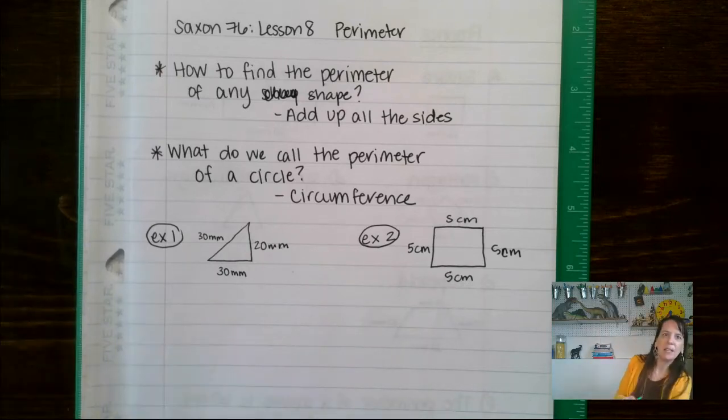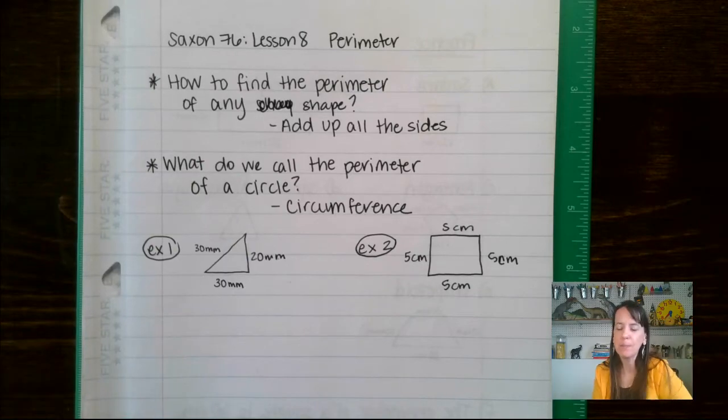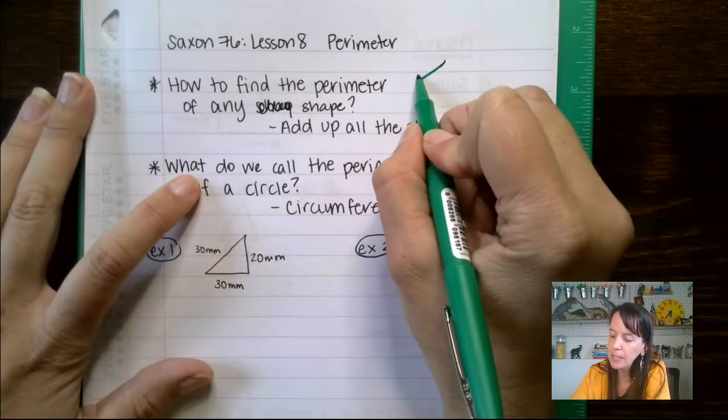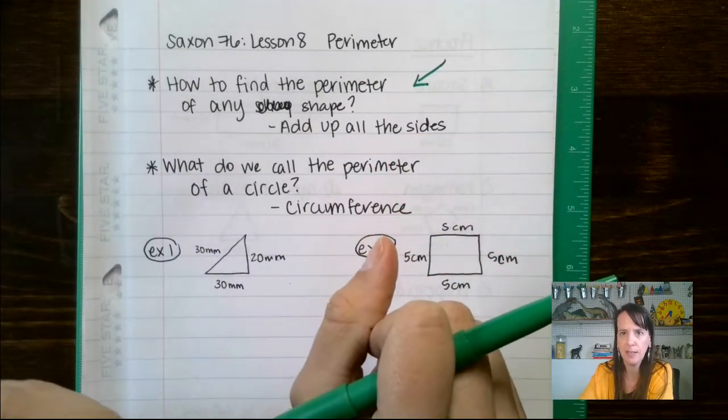Friends, welcome back. We're going to be talking today about Saxon 76, 4th edition, Lesson 8, Perimeter. Some notes for your notebook. How to find the perimeter of any shape: we add up all the sides. Doesn't matter the shape, we add up all the sides.